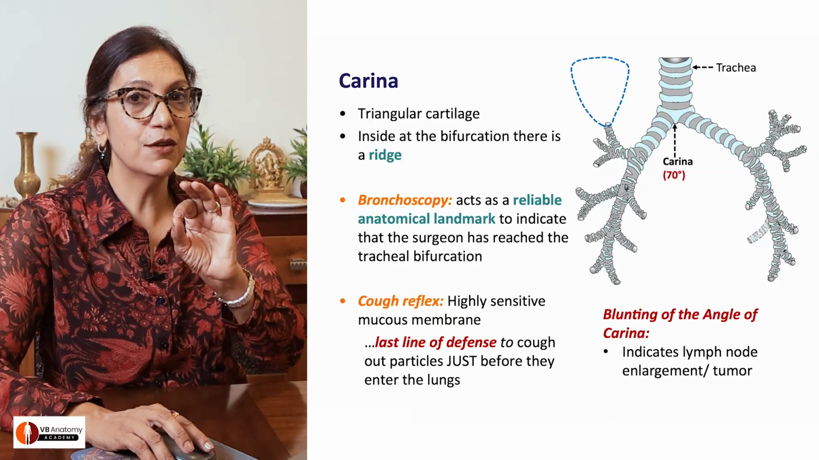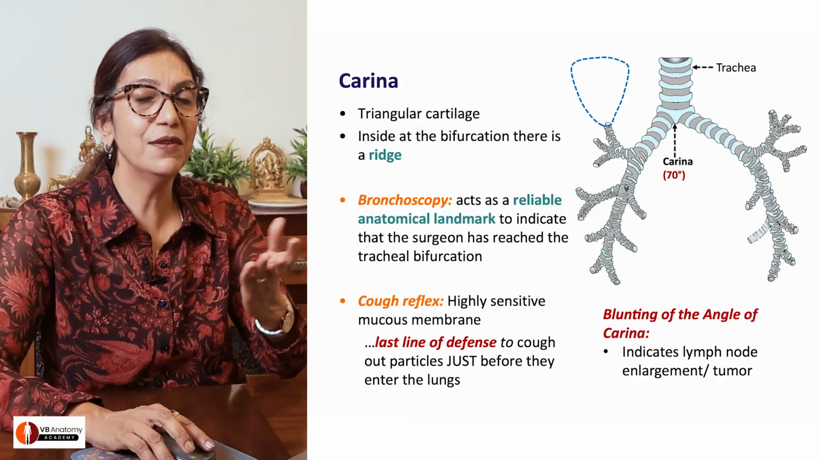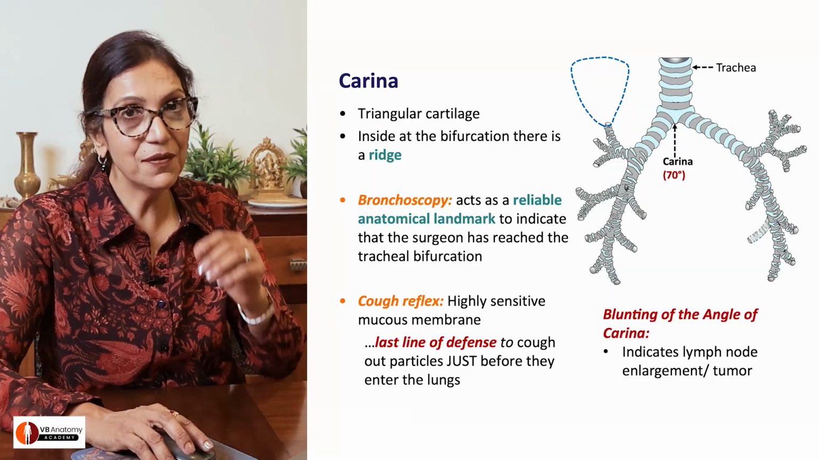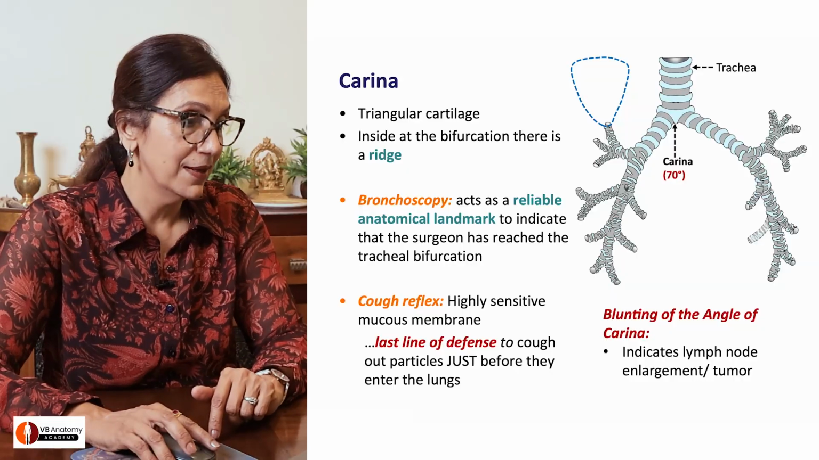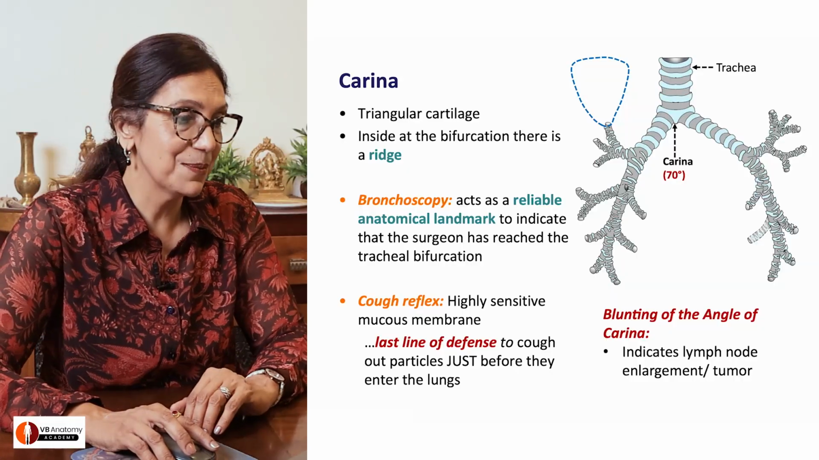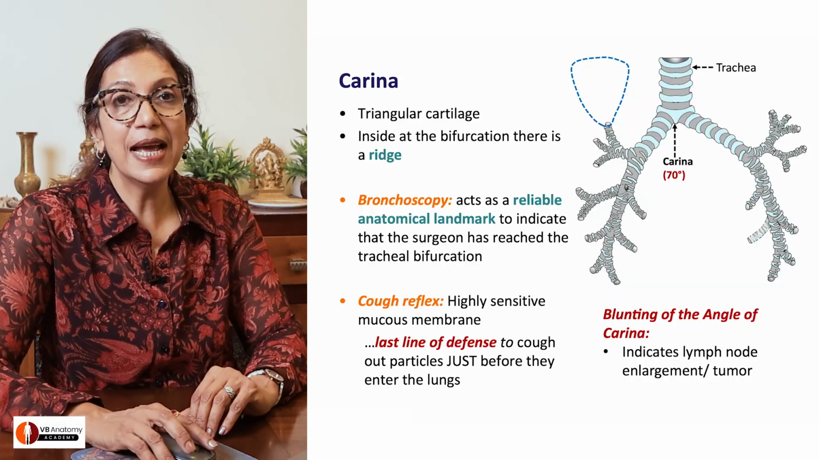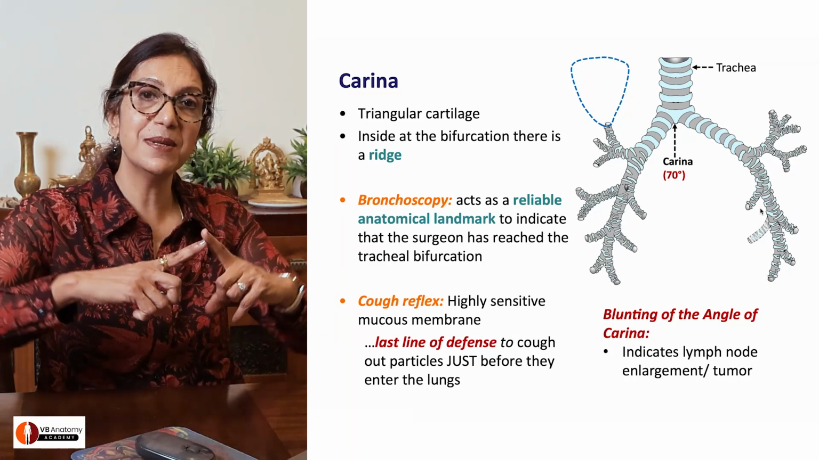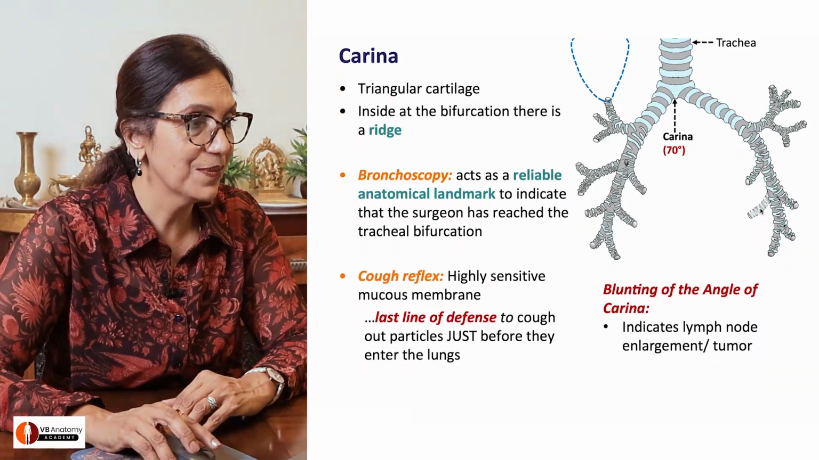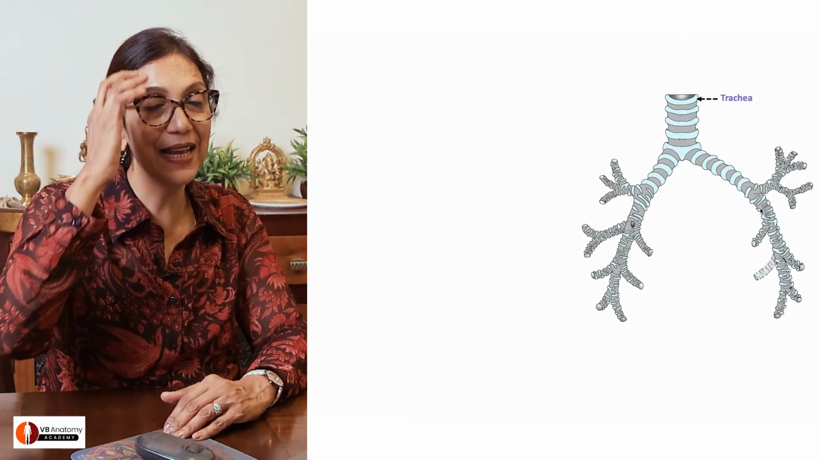It's a very sensitive point which sets off severe cough reflex. If a foreign body is able to cross this, then it enters inside the lung. It's the last line of defense. This carinal angle can be blunted in case of tumors occupying this region from 70 to much more. So build a little carinal angle in your brain.